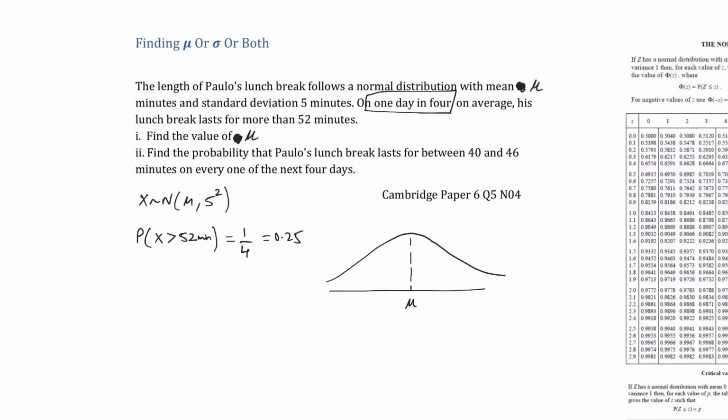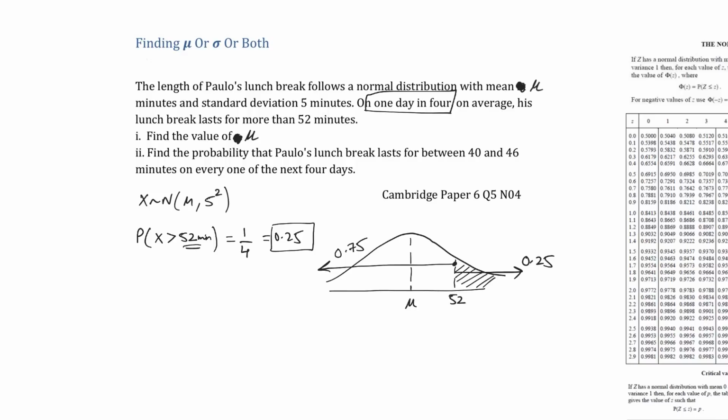So where do you think I should mark 52? Should it be towards the right of mu or towards the left? Well, to decide that, you will look at the probability. It's a tail area and they are saying x greater than 52. So if 52 is here, definitely this is the tail area which is less than 50%, and this probability is 0.25. So this means that the body area would be 0.75 then.